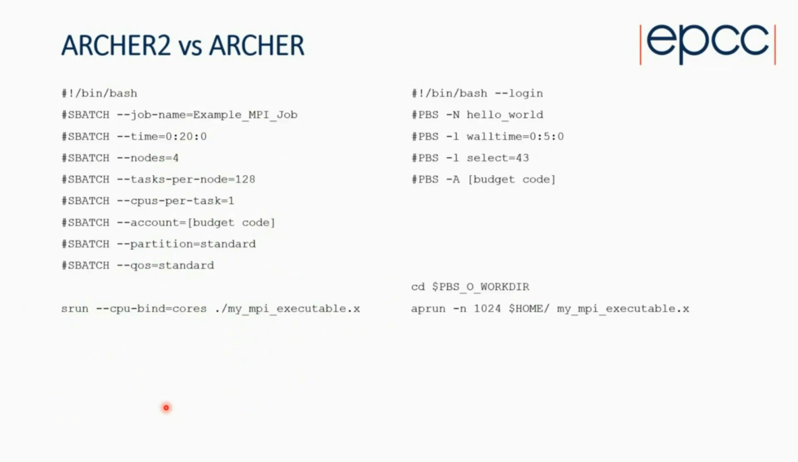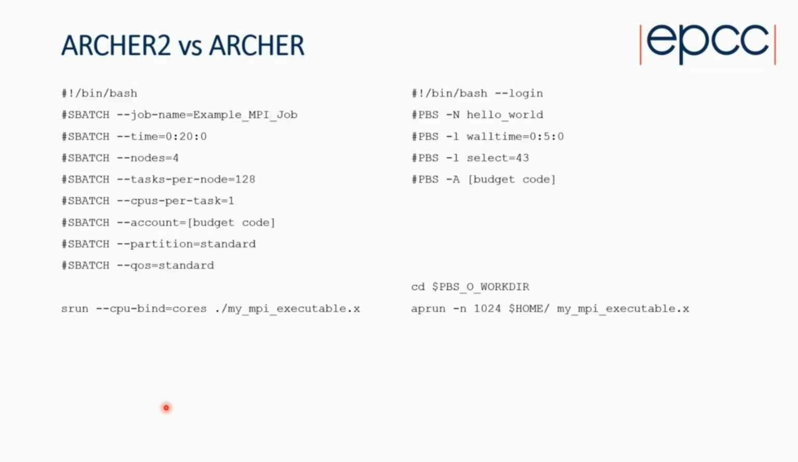That's great. But yes, CPUs per task means no hyperthreading. If you change that to CPUs per task equals 2, then Slurm will bind things to hyperthreads, and you can use up to 256 things per node.